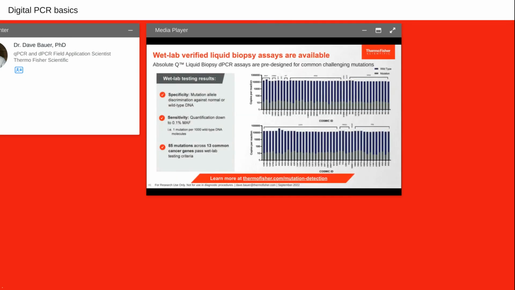And Thermo Fisher actually offers a wide range of pre-designed and also wet lab tested liquid biopsy digital PCR assays. These wet lab tested assays have the data showing that we can detect down to as low as 0.1% mutant allele frequency, or MAF. In these plots here, you can see on the log Y scale, we're getting down to just a handful of target molecule detections amongst the tens to hundreds of thousands of the wild type sequence.